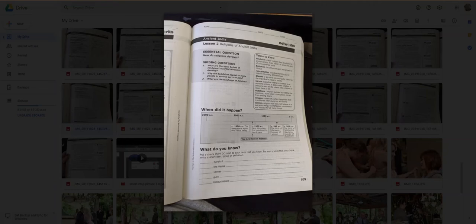Let's do the first part. Put a check mark next to each term that you know. For every word that you check, write a short description or definition: Sanskrit, the Vedas, Varnas, Guru, Untouchables. You should know some of those from the past. In fact, you should know all of them from the past lesson, so you might want to take a minute to write down some quick definitions. Those are vocabulary words from page 105, most of them. Okay? All right, going on to the next page.